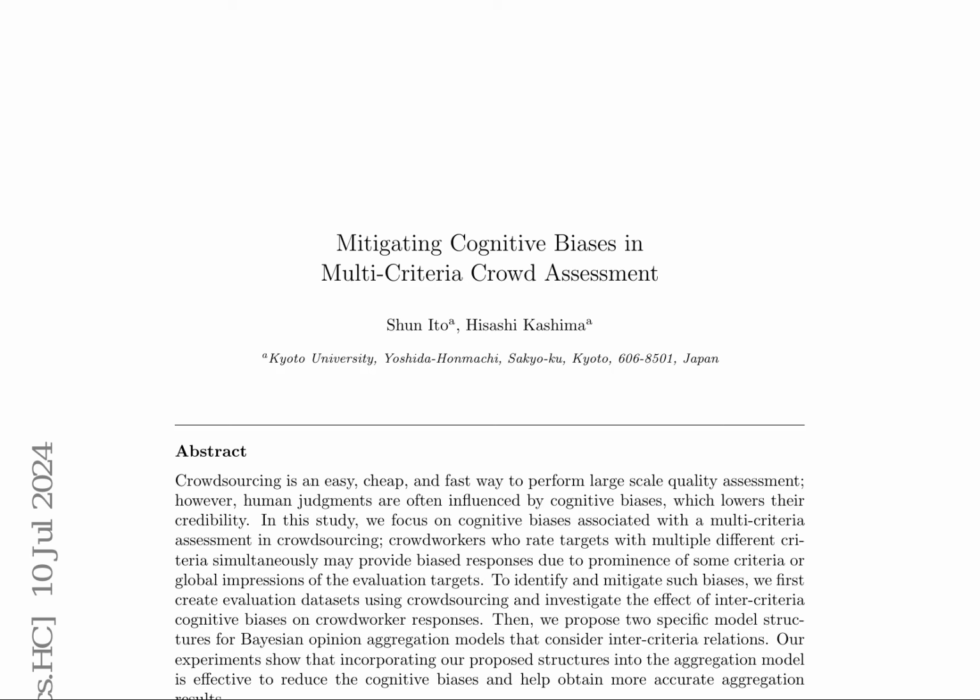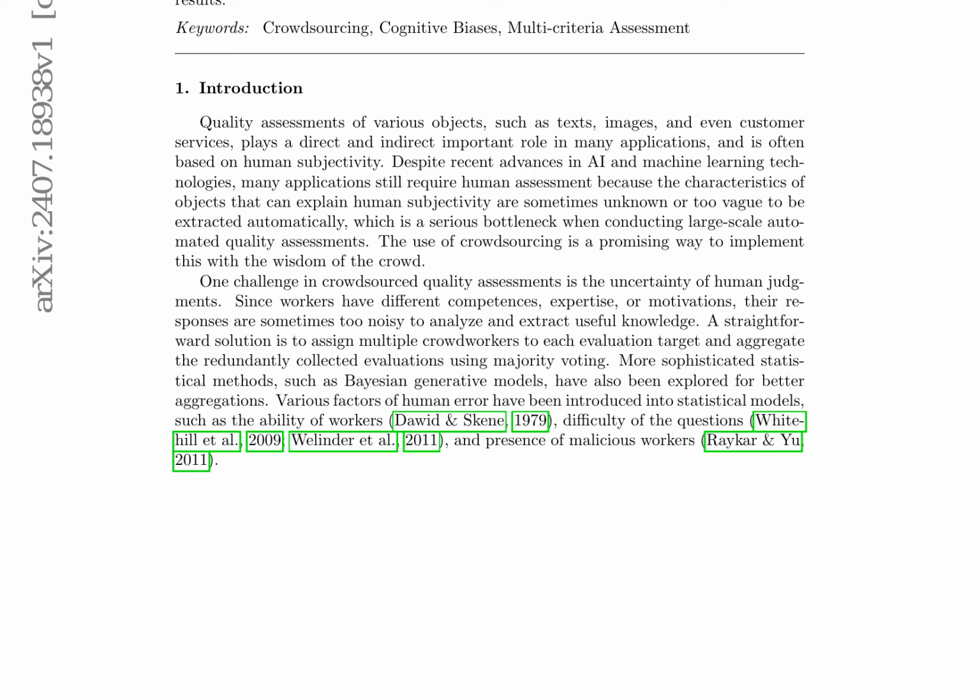This research paper addresses the problem of cognitive biases in multi-criteria crowd assessments, which can lead to inaccurate aggregation results. To mitigate these biases, the authors proposed two specific model structures for Bayesian opinion aggregation models that consider inter-criteria relations. They first create evaluation datasets using crowdsourcing and investigate the effect of inter-criteria cognitive biases on crowdworker responses.